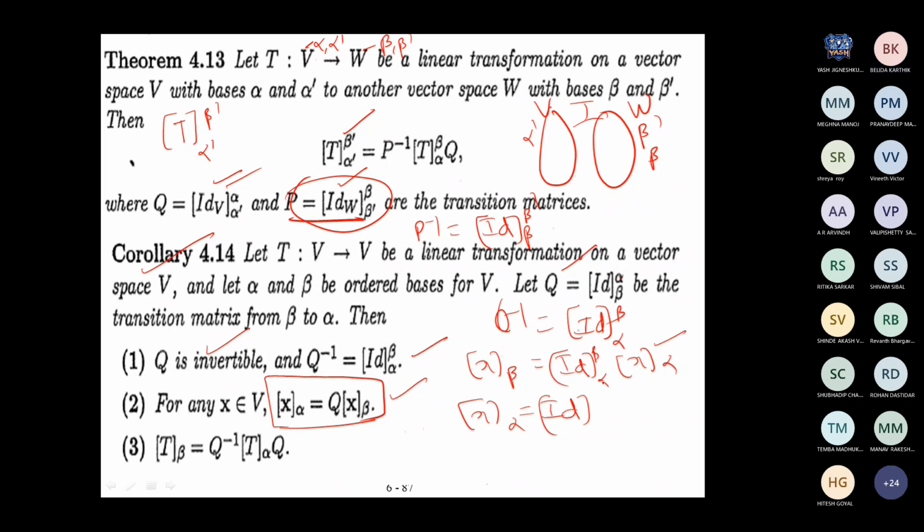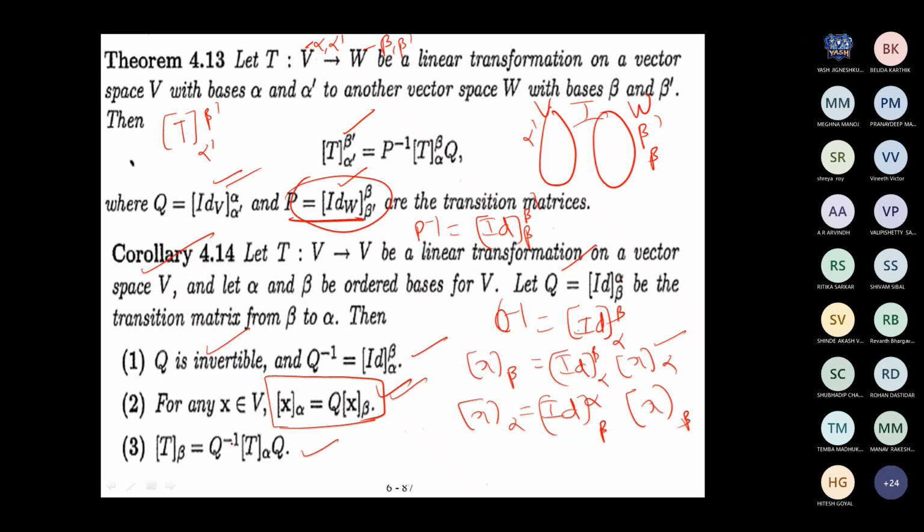So I need X alpha. I should multiply by the inverse of this matrix on both sides. What is the inverse of ID alpha to beta? It should be ID beta to alpha into X beta. So that is the statement given here, because Q is nothing but ID beta to alpha.